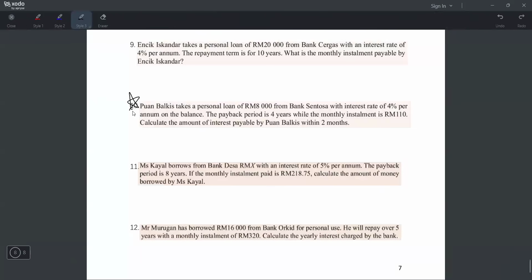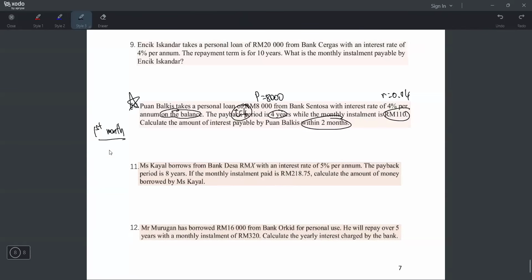Number 10. Puan Balki takes a personal loan. So this is P, 8,000. Rate is 0.04. The payback period is 4 years, so T is 4. And then the monthly installment is 110. Calculate the amount within 2 months. So what you have to do is calculate month by month. First I have to calculate the first month. This calculation we have to do when you see the words on the balance.